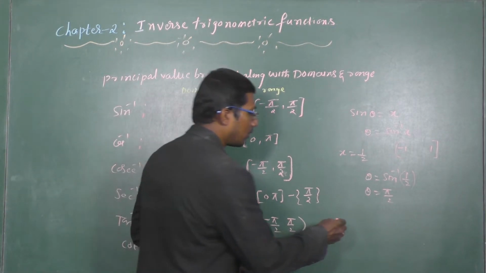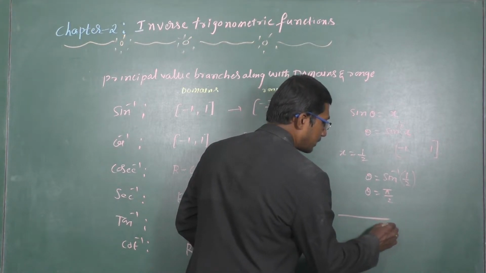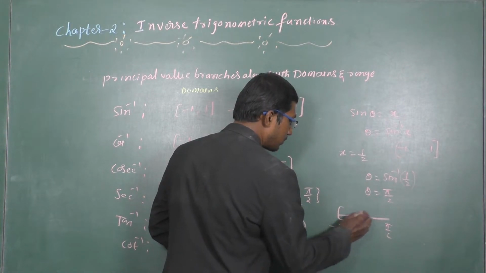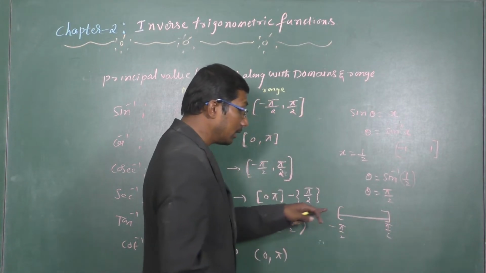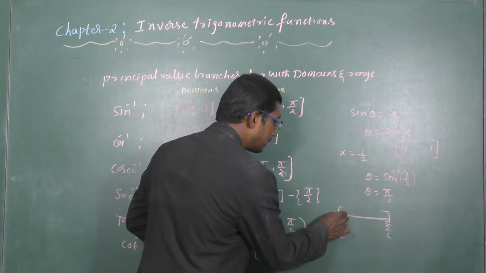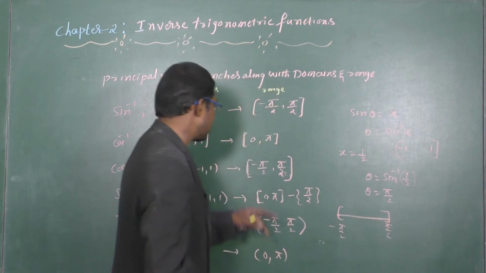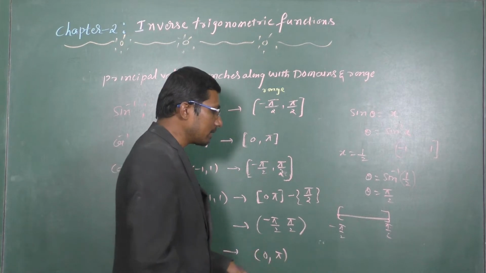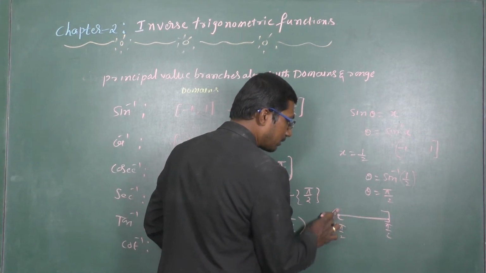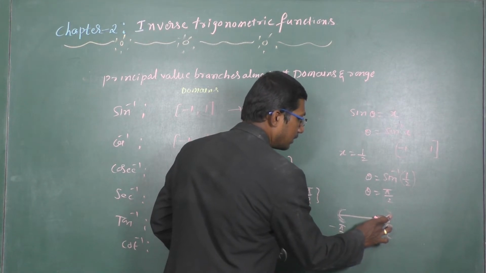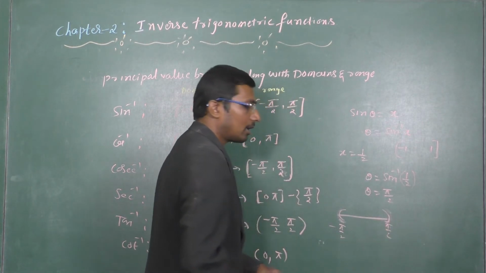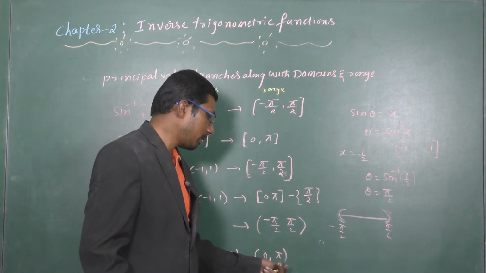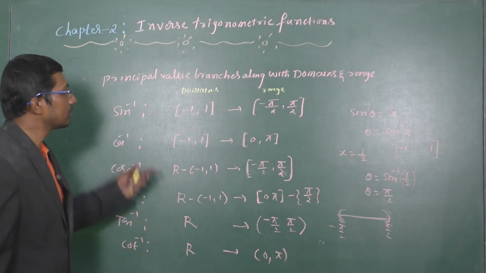For example, take minus pi by 2 to pi by 2. A closed bracket means including the endpoint, so these are all including endpoints. An open bracket means excluding the endpoint. Excluding the endpoints is called an open interval, right? So for tan inverse it is minus pi by 2 to pi by 2, and for cot inverse it is 0 to pi. Right? So these are all I have to remember.